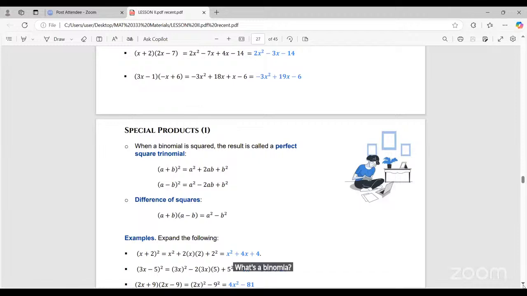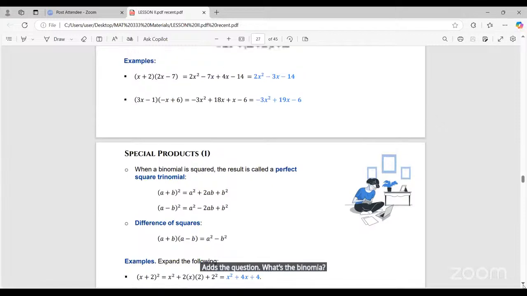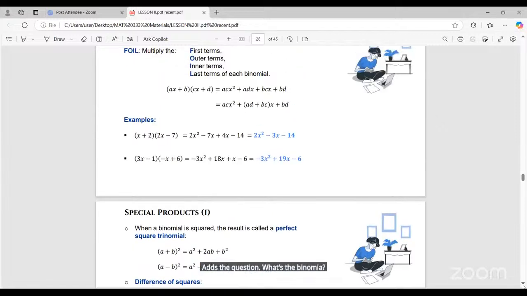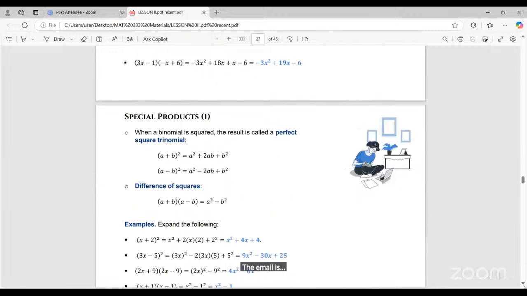And I asked the question, what's a binomial? A binomial is an equation where the highest power is 2. So when you get an equation whose highest power is 2, it is a binomial. Then a monomial is of degree 1, the highest power is 1.